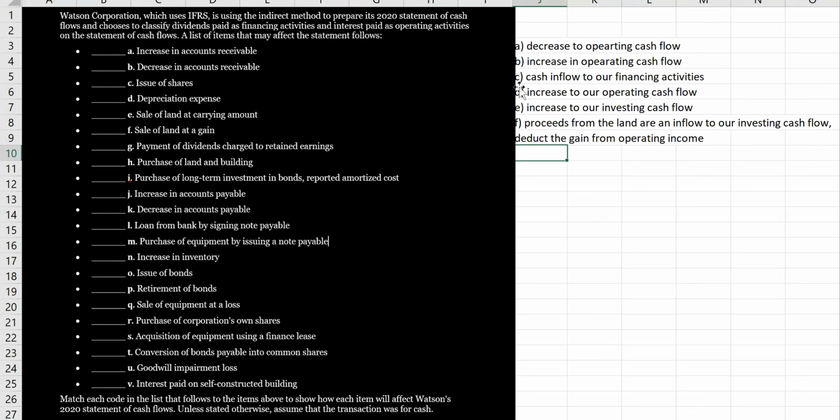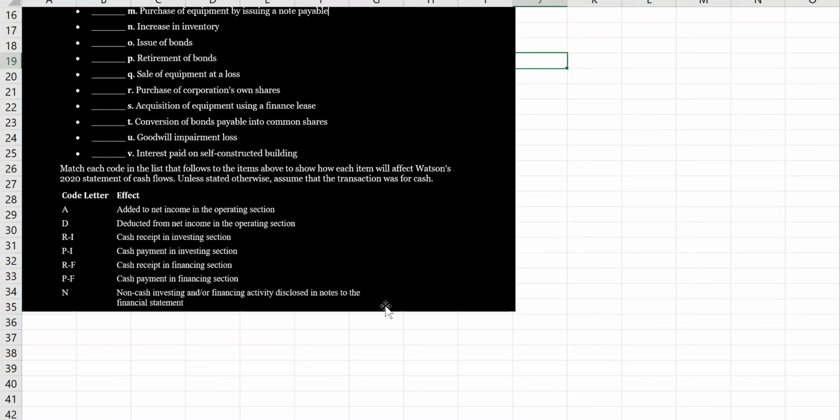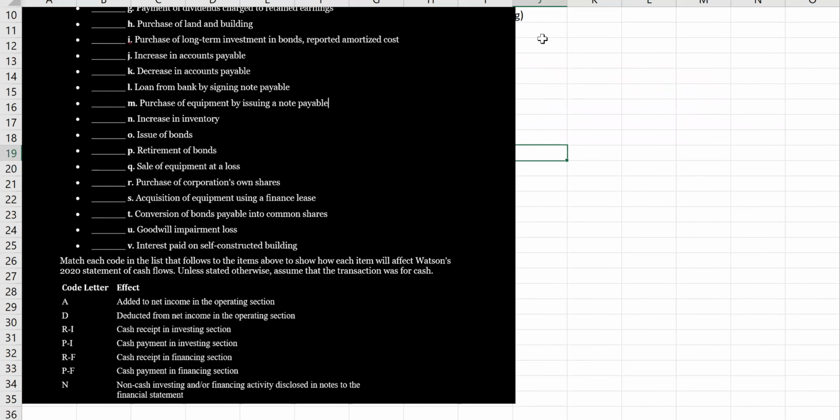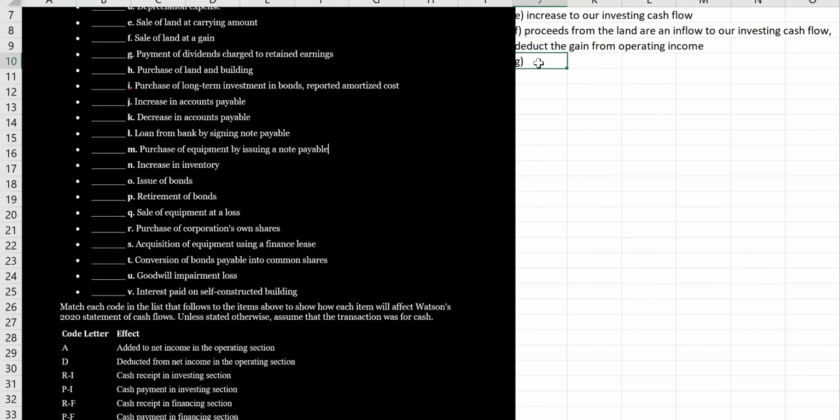G, payment of dividends charged to retained earnings. So dividends charged to retained earnings means that they weren't cash payments. It means that we must have issued some sort of a stock dividend. Actually, no, the dividends paid through retained earnings are going to be a cash payment in our financing section. So this is going to be a cash outflow in financing activities.